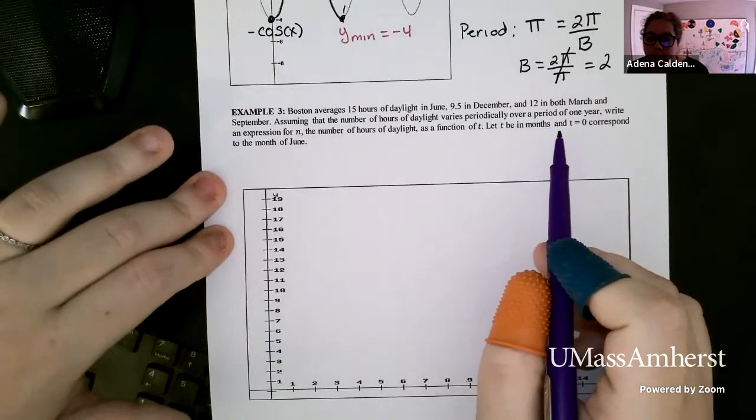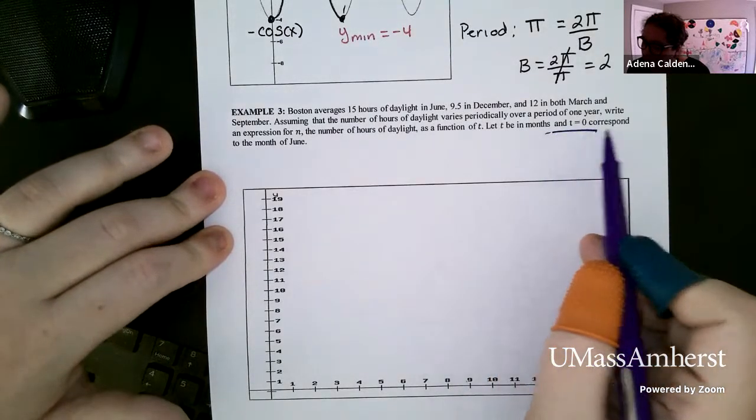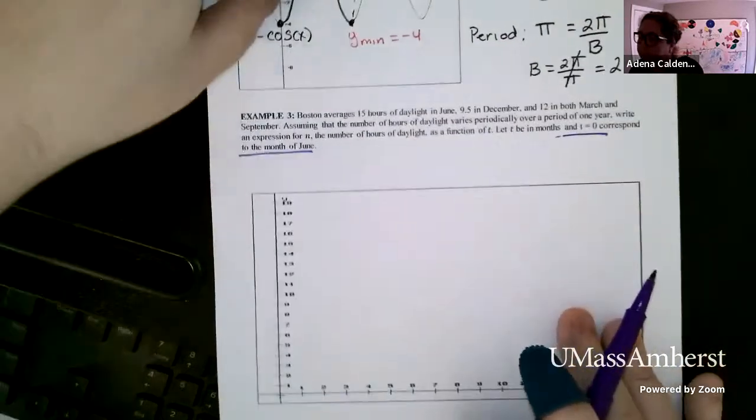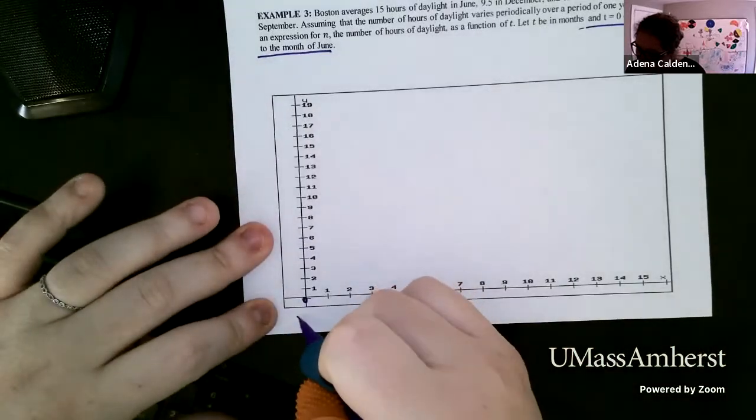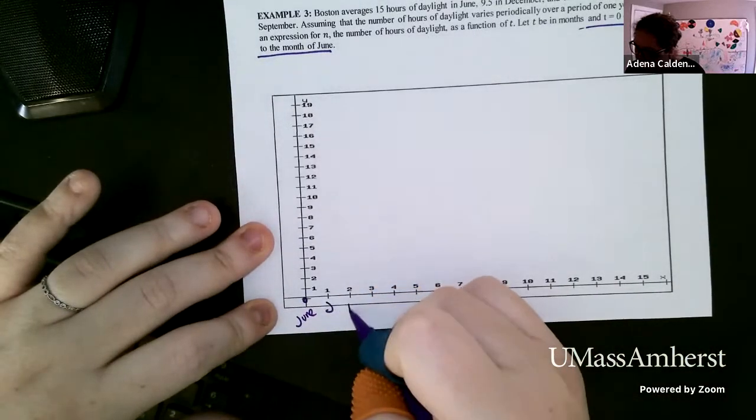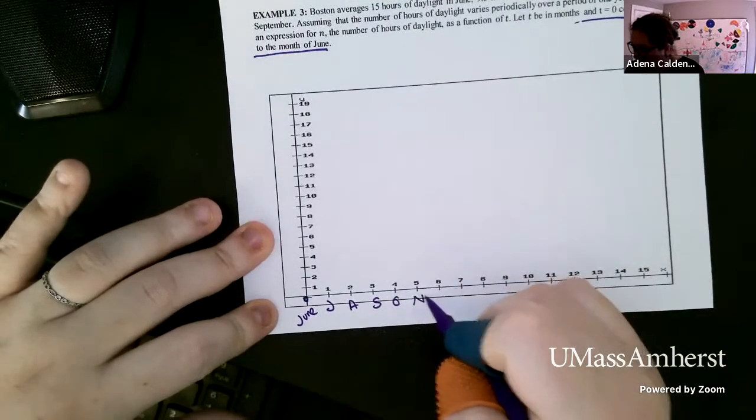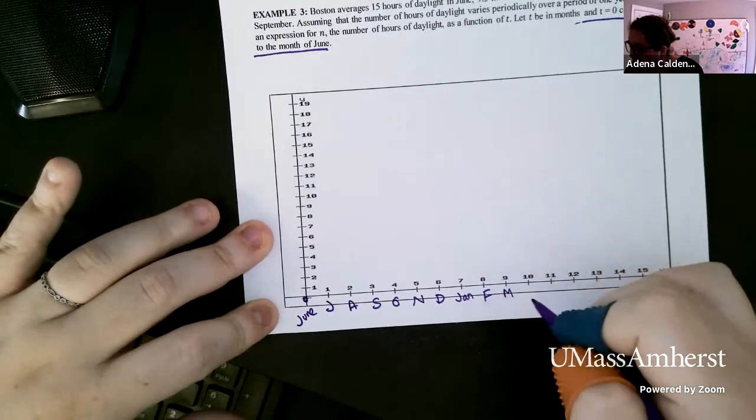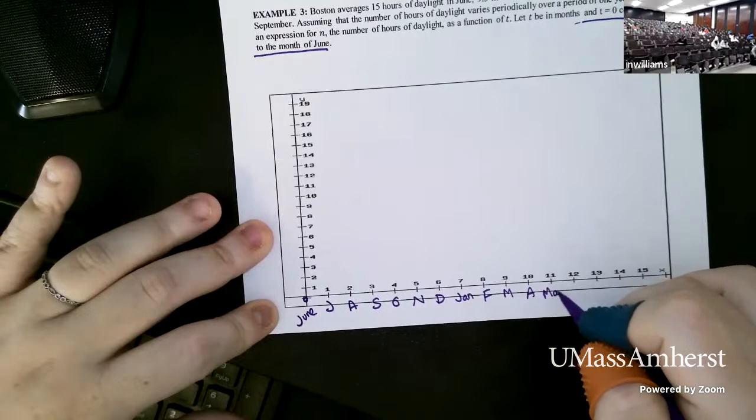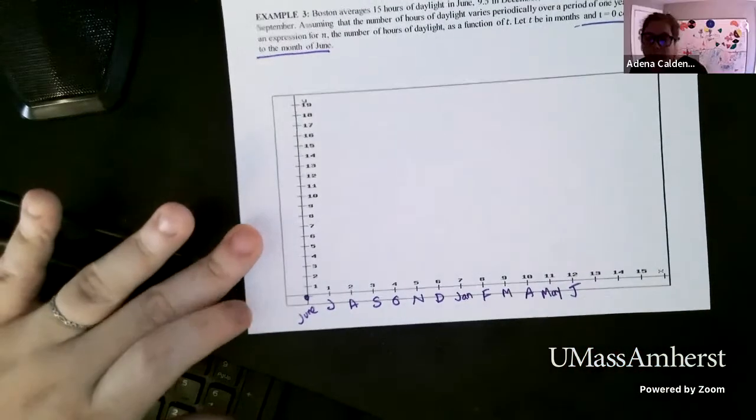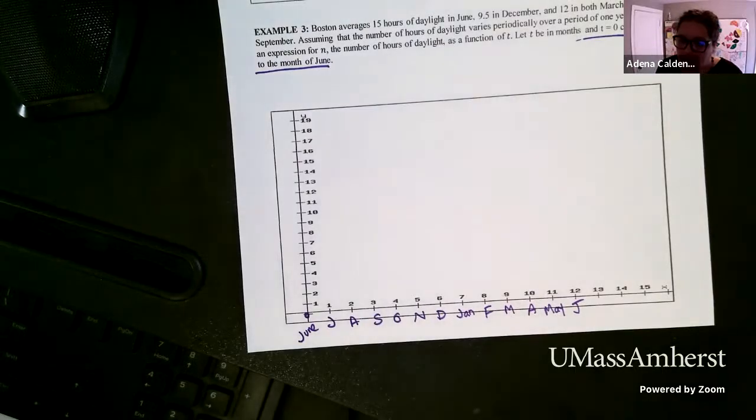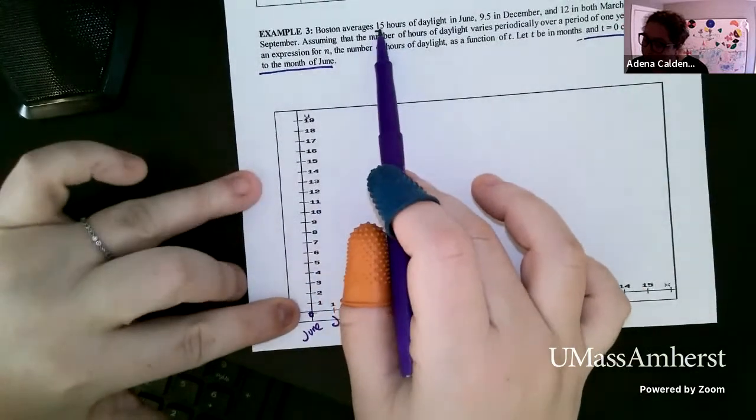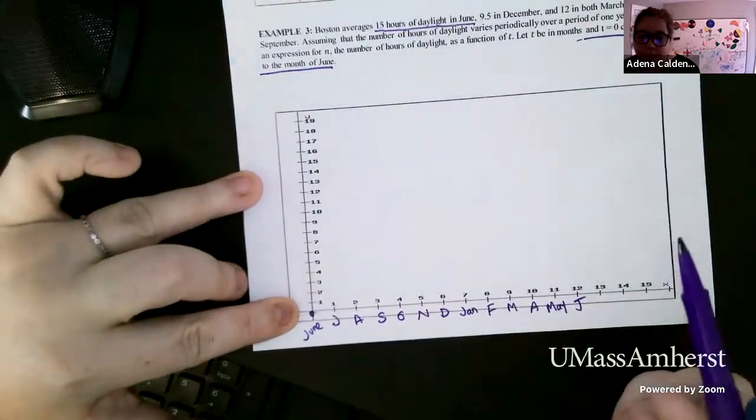Let t be in months, and t equals 0 corresponds to the month of June. Okay, so when I'm starting here, that means at 0 right here, this is June, right? July, August, September, October, November, December, January, February, March, April, May, June again, right? So this is how I would notate it, just so I remembered what months we were talking about where. So t equals 0 is June, and I know that in June, I get 15 average hours of daylight.